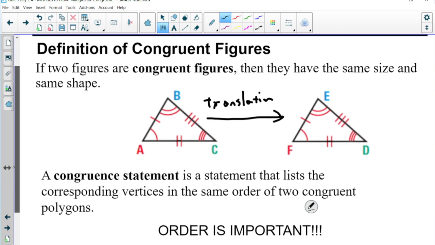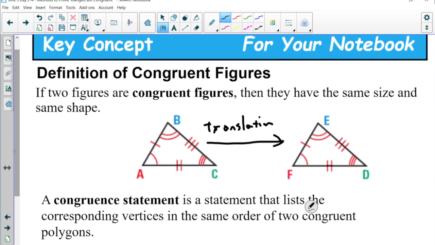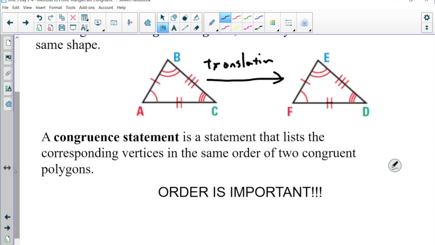So now we have a congruent statement. A congruent statement, this is an important term here. A congruent statement is a statement that lists corresponding vertices in the same order of the two congruent polygons. So it is showing what pieces are congruent to what. So because of that, order matters when we write these congruent statements. Order is important when we write these.